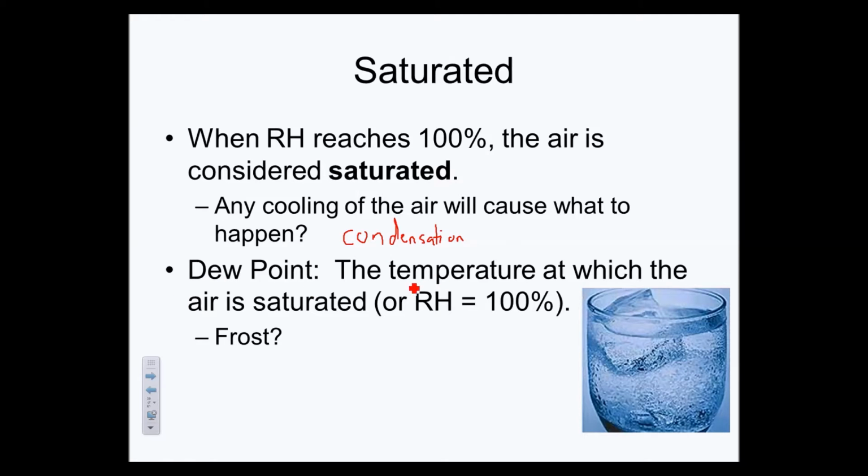So dew point is just the temperature at which the air is saturated. Okay, so when relative humidity reaches 100%, the air is saturated. The temperature at which that happens is called the dew point. So dew point is a temperature. Okay, dew point is a temperature, and it's the temperature at which the air is saturated. So relative humidity 100%. Frost, we'll talk about this here in a second.